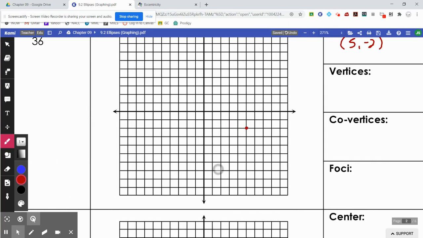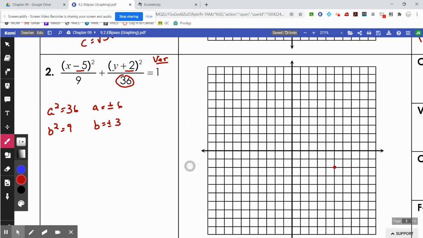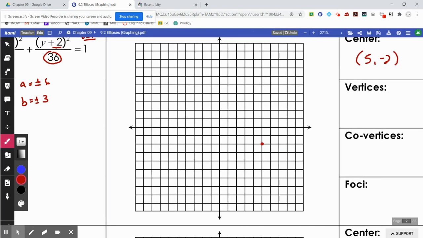Let's identify our vertices and co-vertices. Since the larger number is under the y, then this is going to be a vertical ellipse. So therefore, your a squared is 36. Your b squared is 9. So that means that a is plus and minus 6. b is plus and minus 3. The larger number is under the y, so we're going to go up 6 and down 6. Let's go ahead and do that first. And there are your vertices.